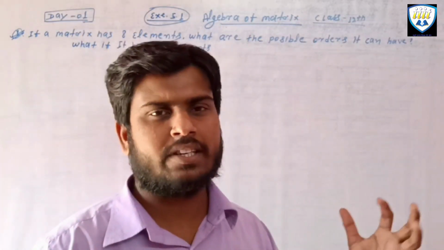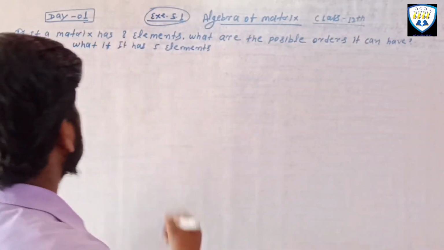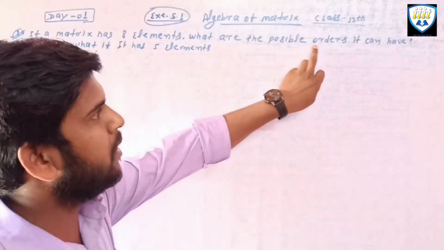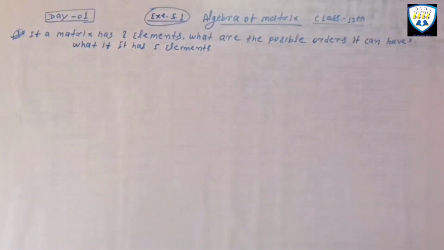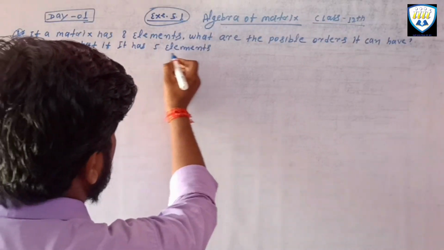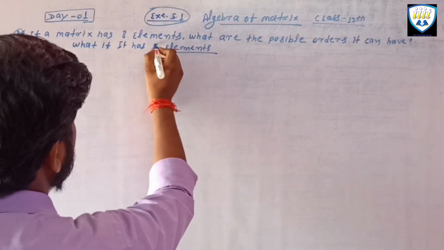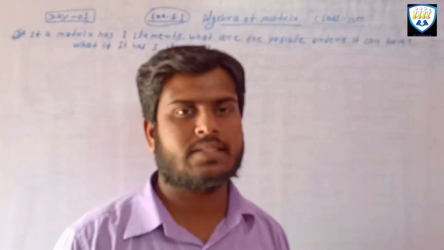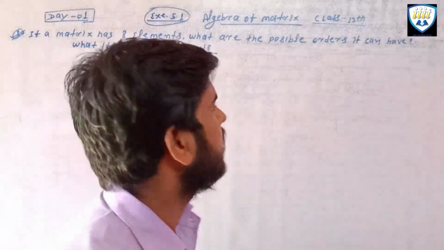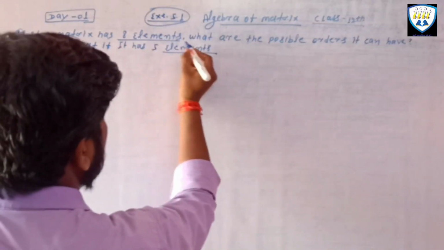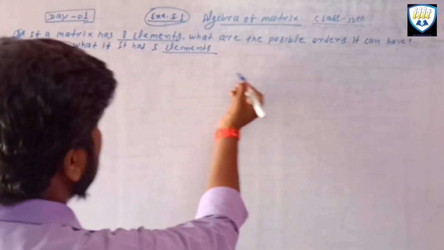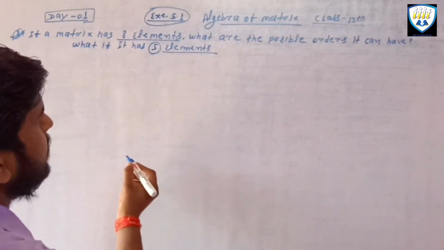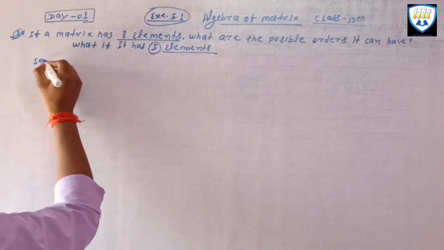Today we are doing exercise 5.1, question 1. Question 1: if a matrix has 8 elements, what are the possible orders it can have? And what if it has 5 elements? Solve.